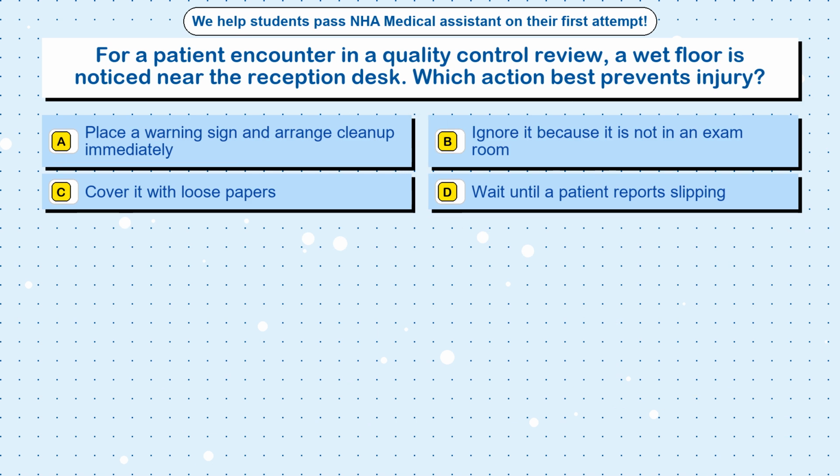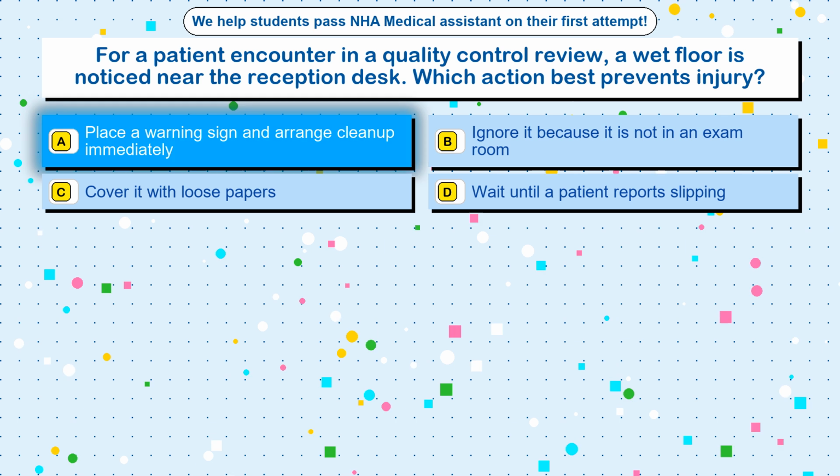Question 26. For a patient encounter in a quality control review, a wet floor is noticed near the reception desk. Which action best prevents injury? Option A, place a warning sign and arrange cleanup immediately. Option B, ignore it because it is not in an exam room. Option C, cover it with loose papers. Option D, wait until a patient reports slipping. The correct answer is option A.